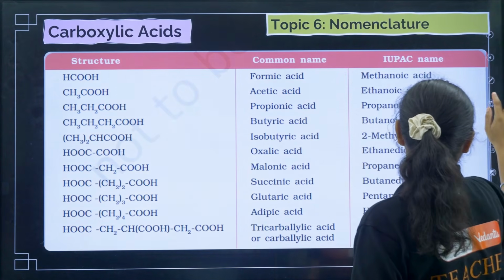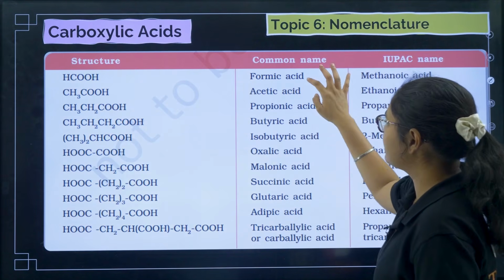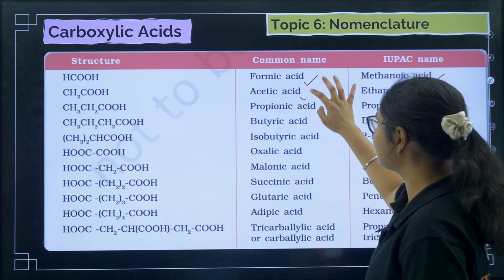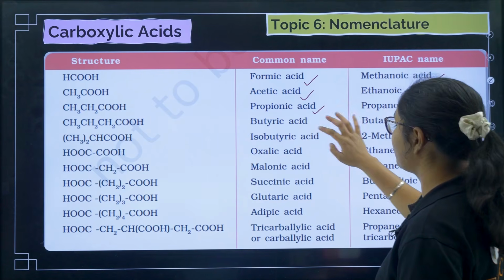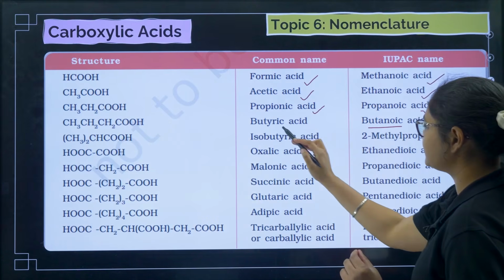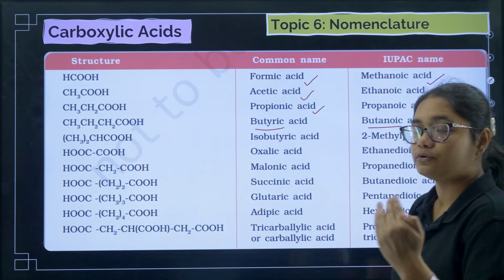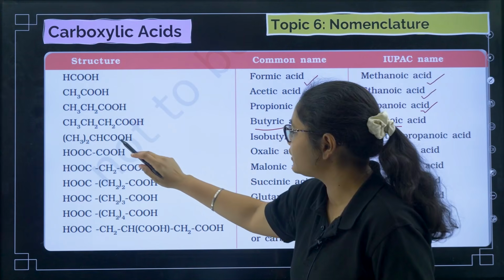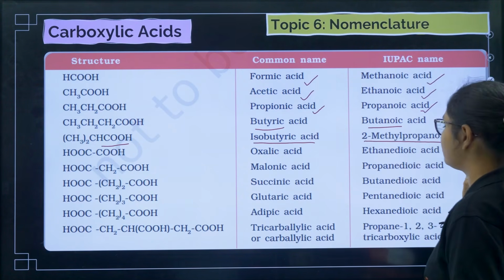Okay, we will now go to nomenclature. If there is one carbon, we call it formic acid and methanoic acid. If there are 2 carbons, it is acetic acid and ethanoic acid. If there are 3 carbons, it is propionic acid and propanoic acid. 4 carbons, butyric acid and butanoic acid. You see, in butane, this R always comes, like butyl alcohol or butyl aldehyde. So that's what you should keep in mind. Now from here, something is very important. If you have CH3, CH, COOH, then it is called isobutyric acid or 2-methyl propanoic acid.